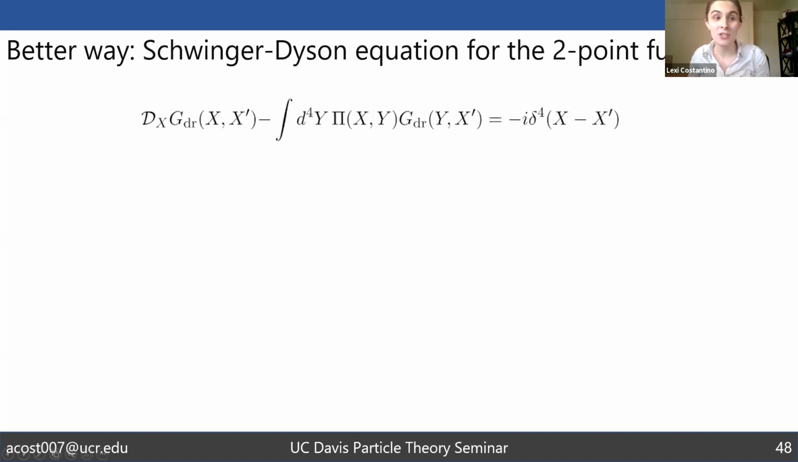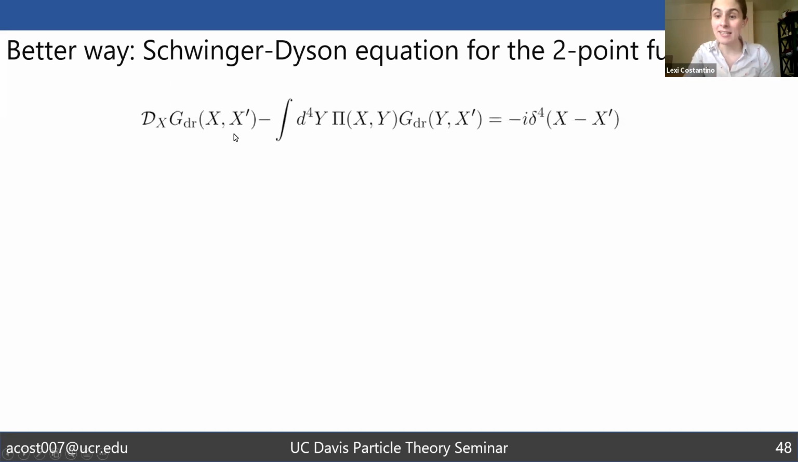And that is the Schwinger-Dyson equation for the two-point function. And so the claim is that by solving this equation, you end up getting the dressed propagator just as you would by doing this, by summing up all the terms like I mentioned.